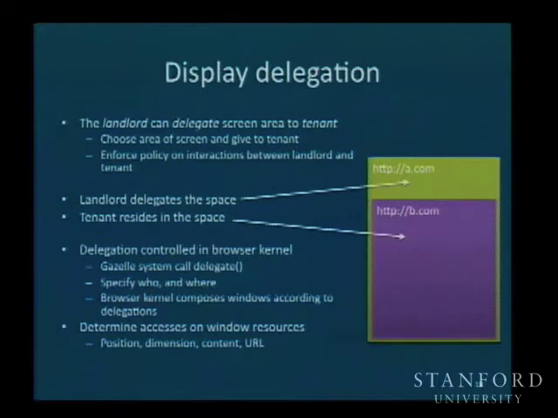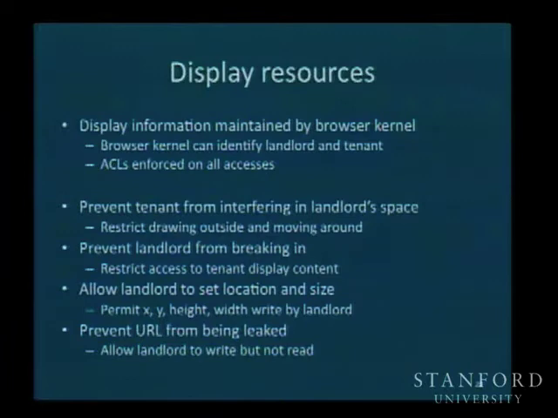So when an origin or a page specifies a delegate, we specify who we're delegating it to, as well as the dimensions and the location of these frames. And who is, in this case, a URL or an origin. Once we do this, we can determine accesses on window resources. First we'll talk about display resources, and then we'll talk about some display policies. But in general, we manage all of the display information inside of the browser kernel. And so now the browser kernel can identify who's the landlord and who's the tenant in all these interactions and enforce whatever sort of permissions we need to enforce.